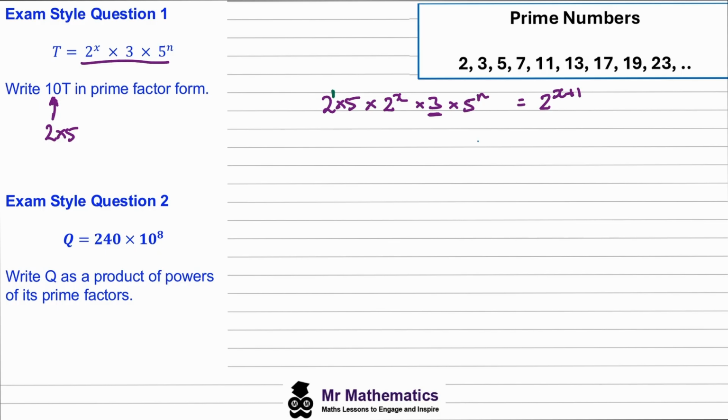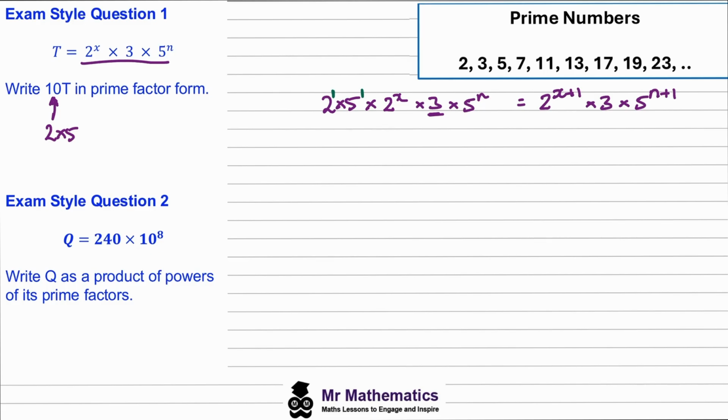And then we've got 3. And we can use the same idea. We've got 5 to the 1 times 5 to the n. So we can add these two powers together and we'll have 5 to the power of n plus 1. How did you get on with that? Do you want to try this question? You can pause the video, and when you come back, you can check your working with mine.